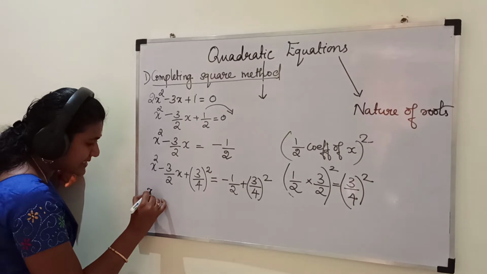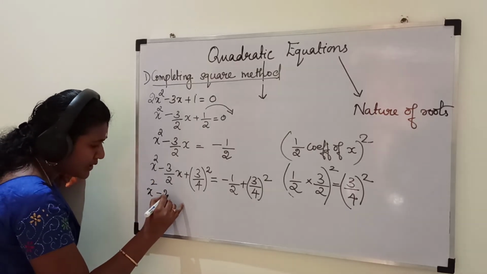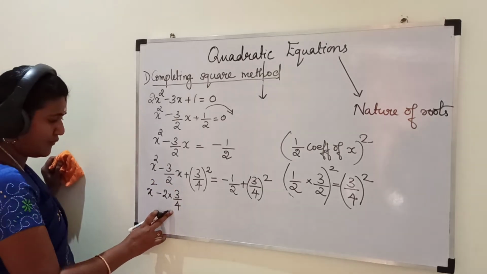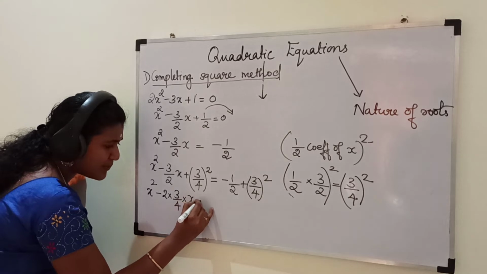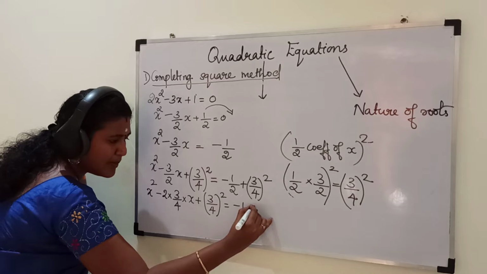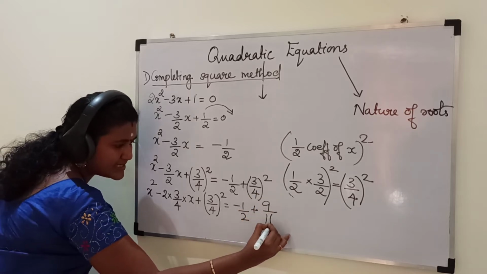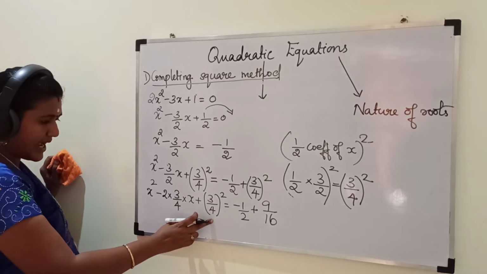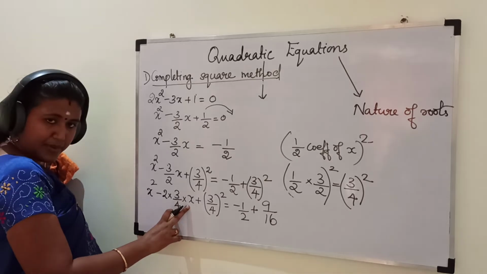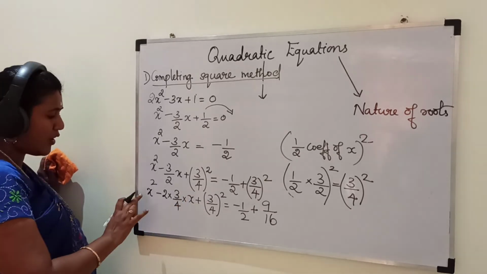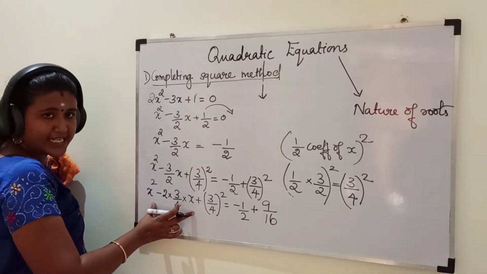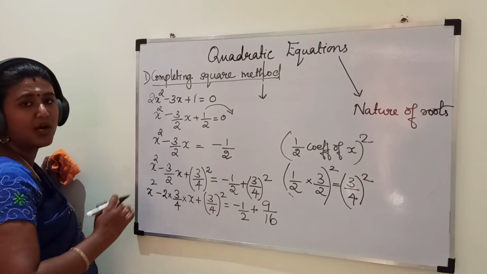Now if you see this left side, we will rewrite this as x square minus 2 into, this 3 by 2 we can write as 2 into 3 by 4, 3 by 4 into x plus 3 by 4 the whole square is equal to minus 1 by 2 plus, this we will square, so 9 by 16. So if you see the left side, this is of the form a square minus 2ab plus b square. This is actually the expansion of a minus b the whole square.